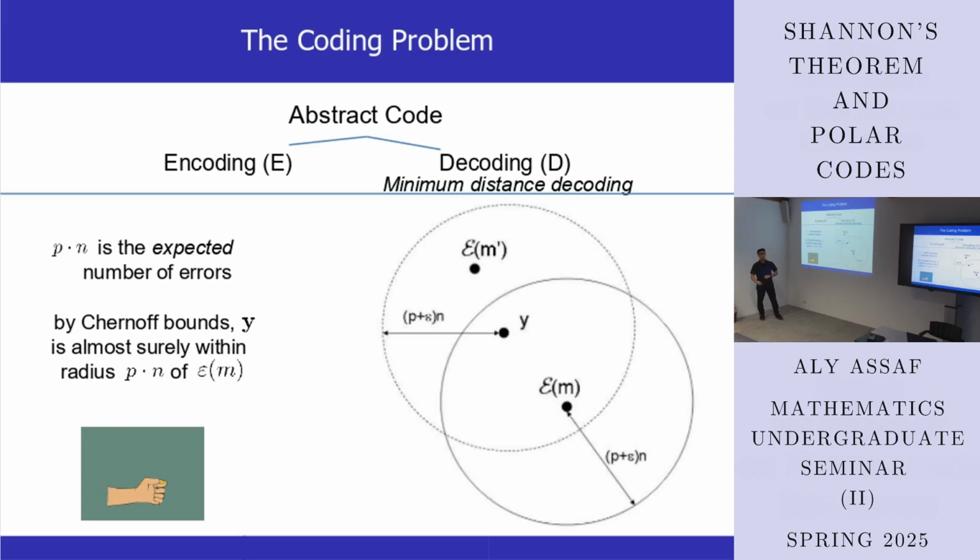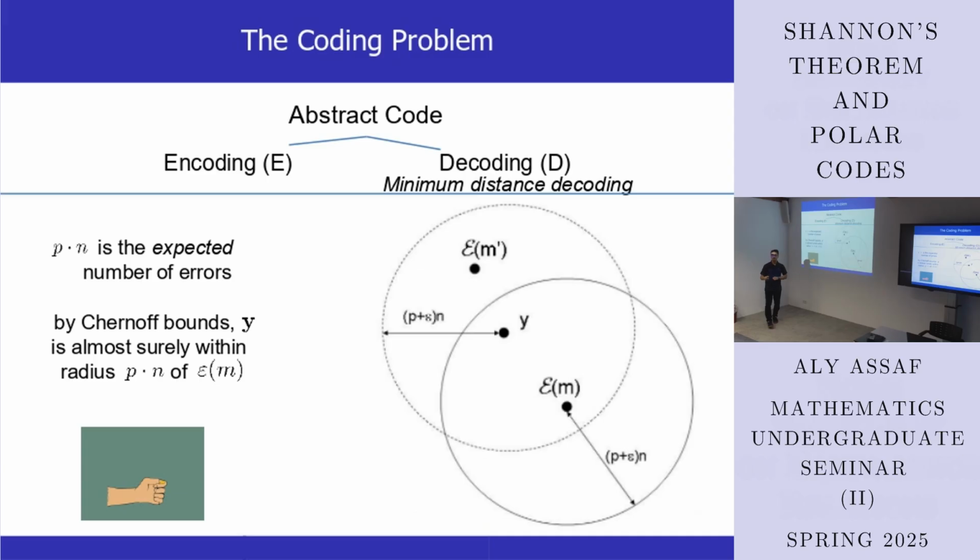Now you can see the problem here. If the distance between two potential code words, this is some other code word, we don't know what it is, we don't care, it's in the same Hamming space that I introduced earlier. So if we try and decode this, we might accidentally end up here, which is an issue, because then we're going to decode the wrong message. So we want to maximize the distance between these two code words.